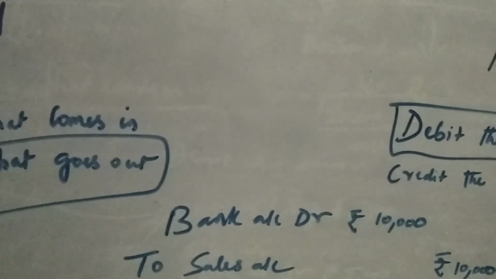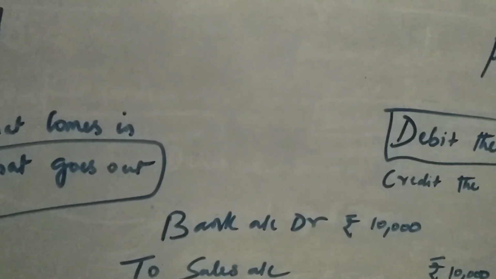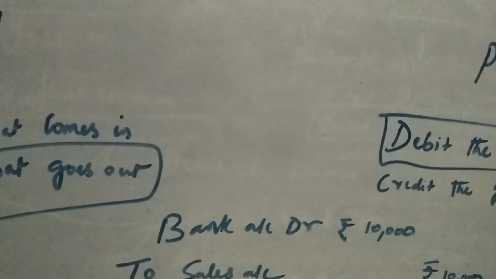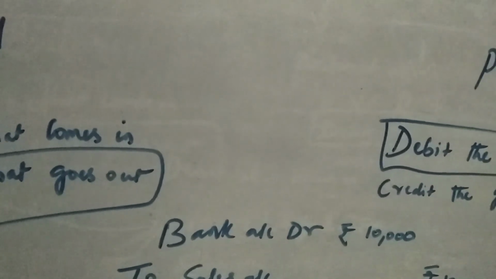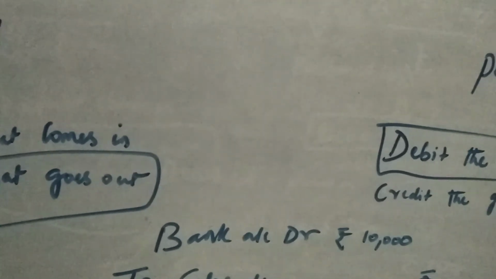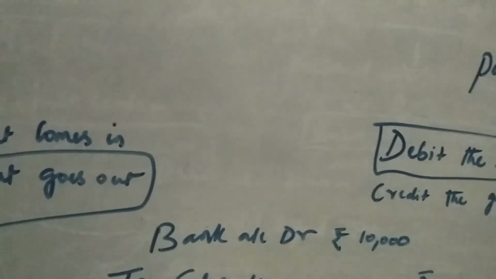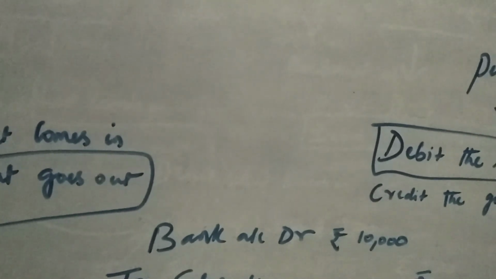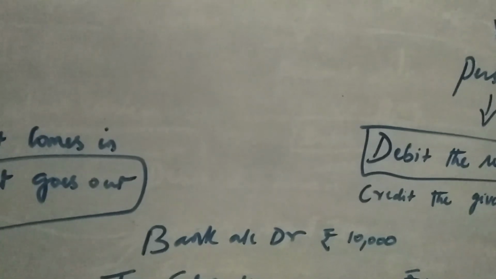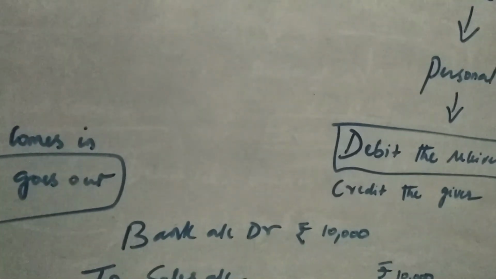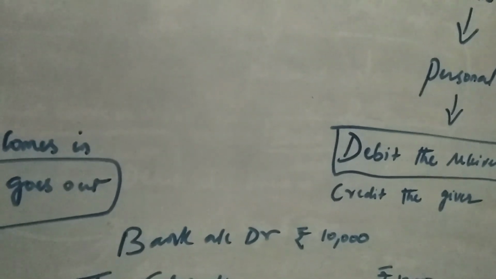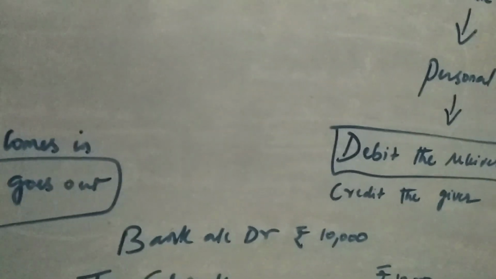Goods sold to Vanitha, who paid through debit card. Or goods sold to Vanitha and payment received through debit card.